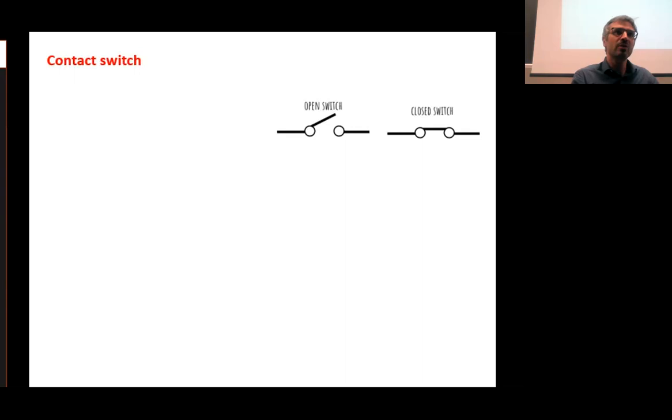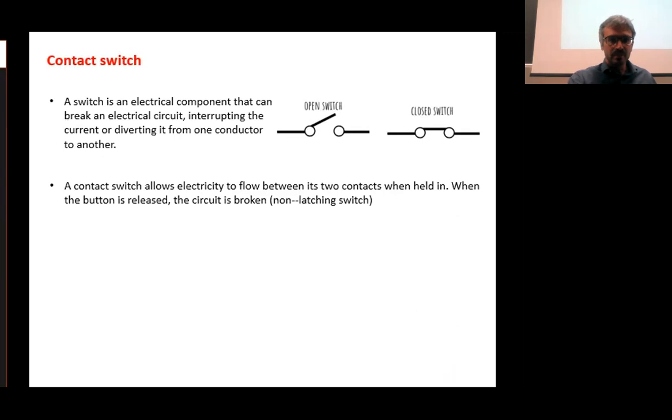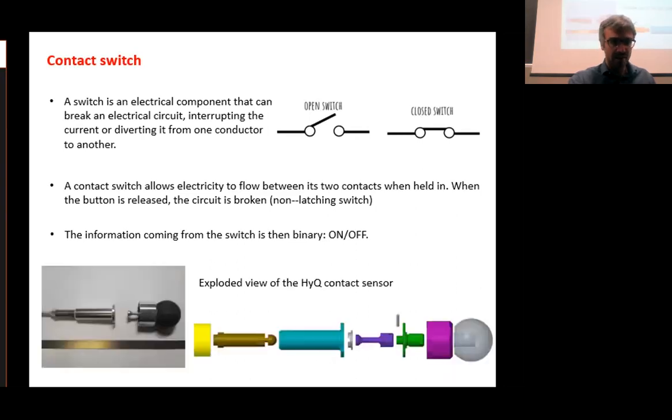So you get more torque at the joint than what you expect, and then you think it's a contact force. So the better way is to use a contact switch, which is just an on-off switch that is not latching. So it's just interrupting or diverting the current and opening the circuit. And in general, it gives you a very reliable on-off state, a binary state.